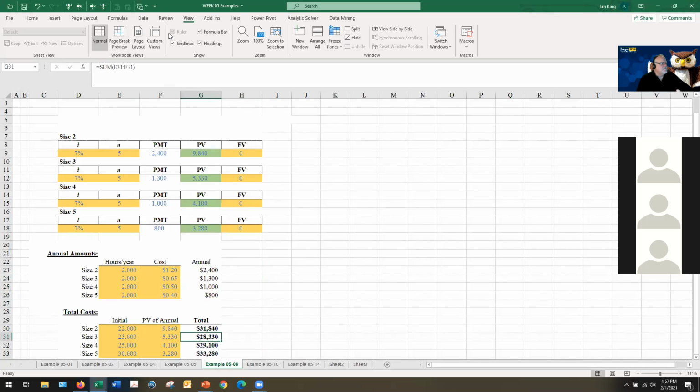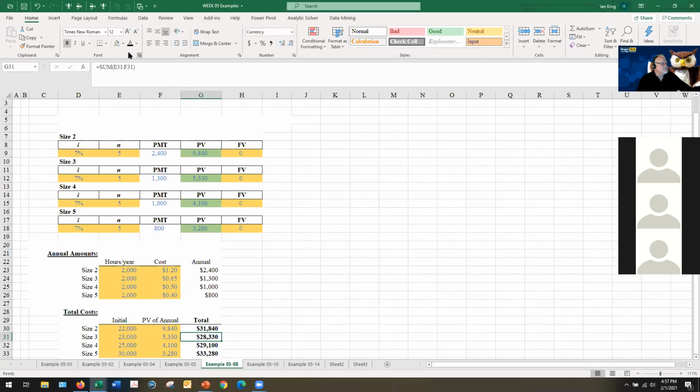And you do that for each one of those, and then eventually you find out that the cheapest one to buy is this $28.33. So you do the math for each one. Each one has a different initial investment. Each one has a present value of annual costs.